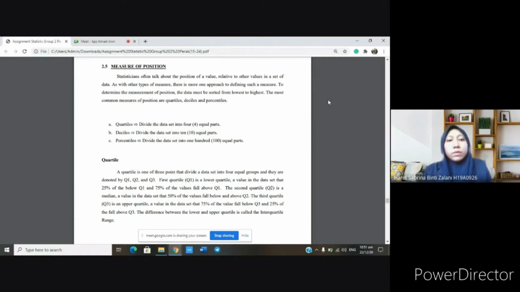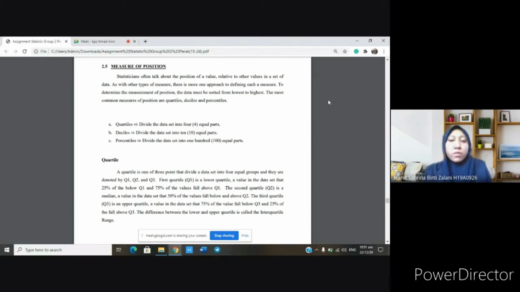A. Quartile: divide the data set into four equal parts. B. Decile: divide the data set into 10 equal parts. C. Percentile: divide the data set into 100 equal parts. So we focus on the quartile.